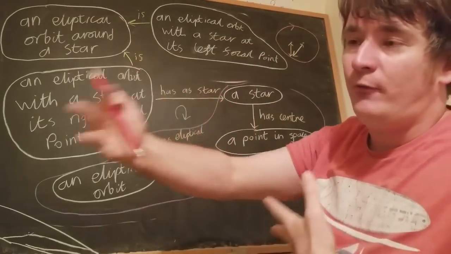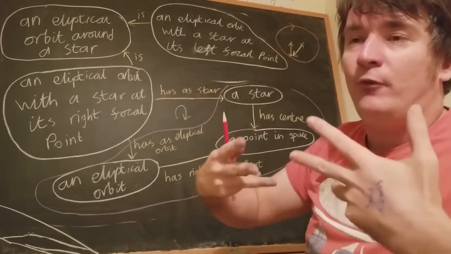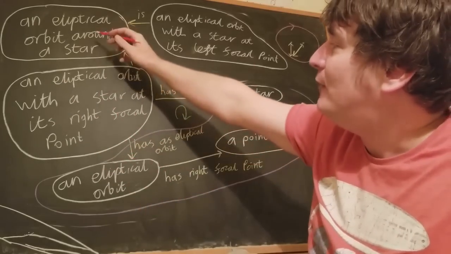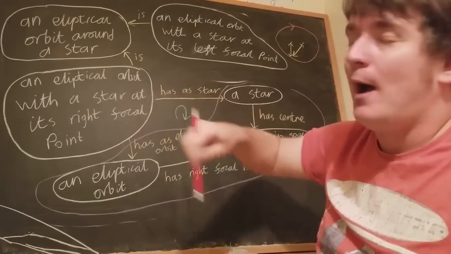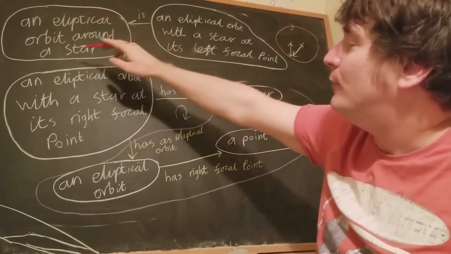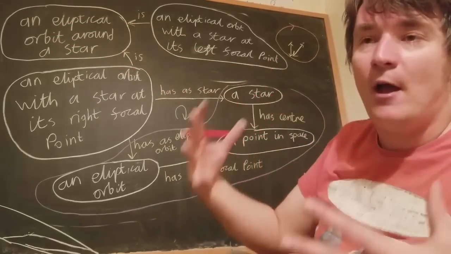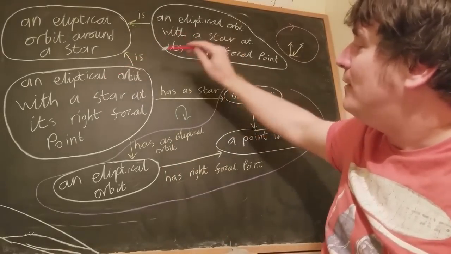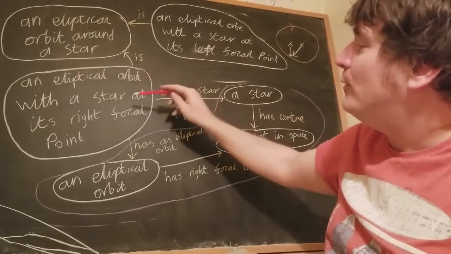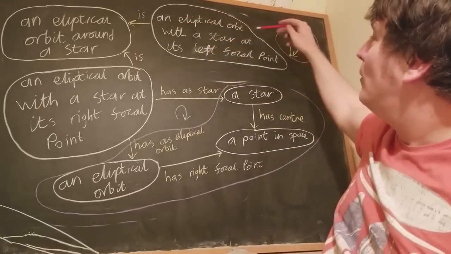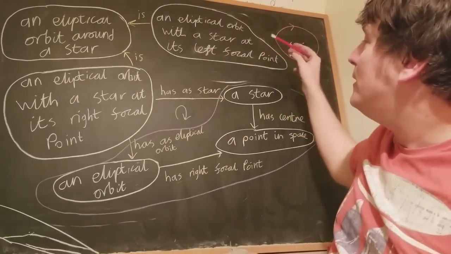So this law gives us a kind of functional relationship which we can exploit to make this ontology log. I would propose that this type here, an elliptical orbit around a star, is the co-product of this type here and this type here, this being an elliptical orbit with a star at its right focal point and an elliptical orbit with a star at its left focal point.